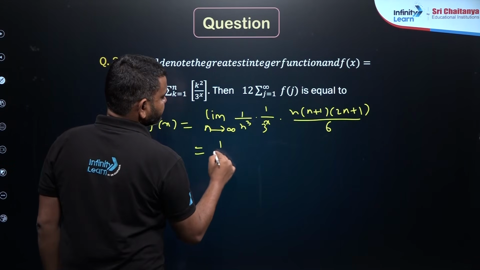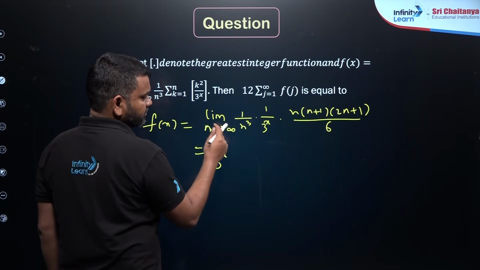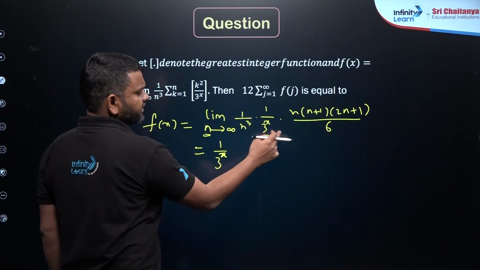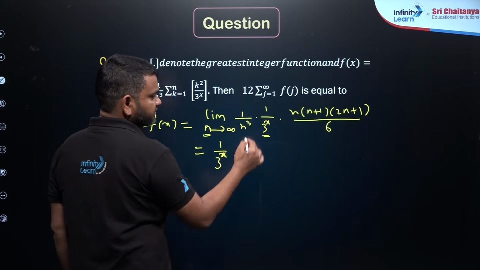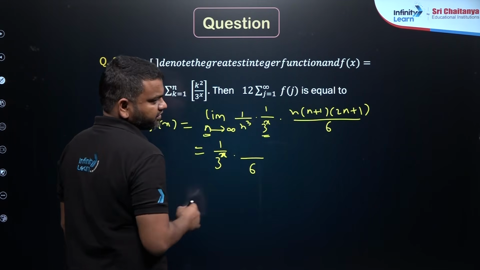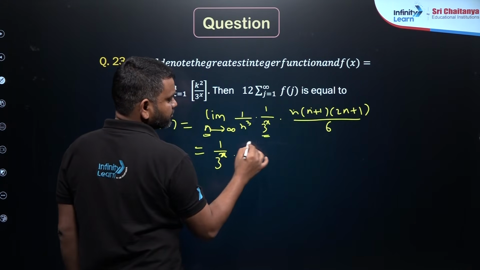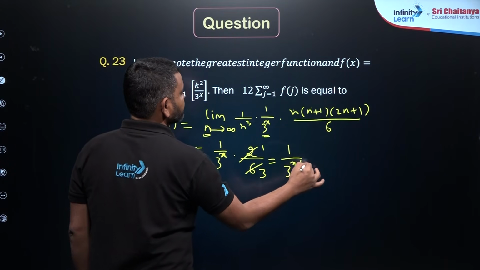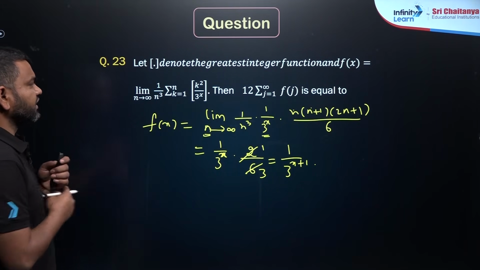So children, 1 by 3 power x is not having any relation with the limit, because n is the one tending to infinity, and this is in terms of x. So we don't have that term in the limit, I am just writing it outside. And in this 1 by n cube, in the denominator 6 n cube, so 6 is the denominator. Here the product of n cube, n into 2n, so 2 is the numerator. So 2 by 6 is 1 by 3, and 1 by 3 power x plus 1 is what I am going to get.